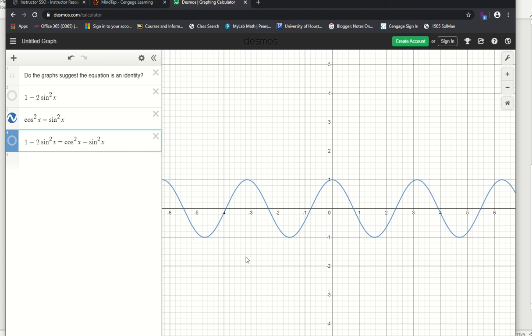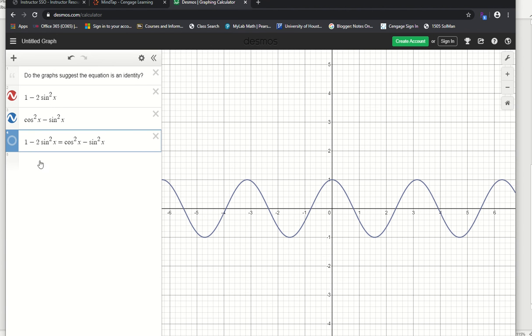So here's the right-hand side, and here's the left-hand side. They're in the same exact spot, which means that they are an identity because they share the same y value for every input, for every x value. And like I said, I did mention that before, but I wanted you to see what that could look like. And let me pause it and do a new equation.